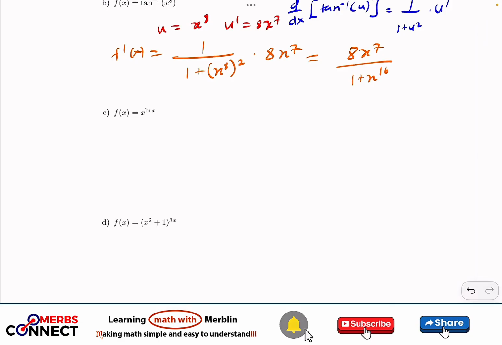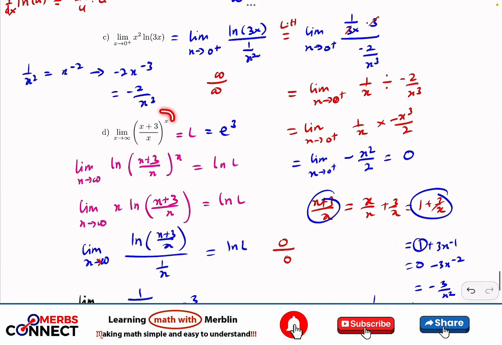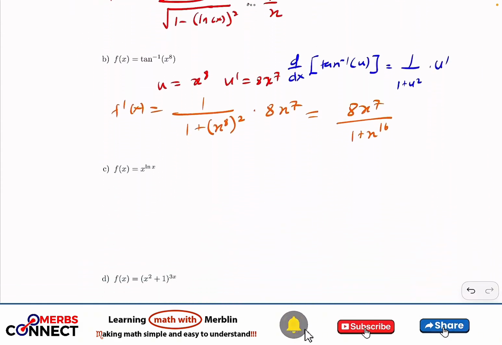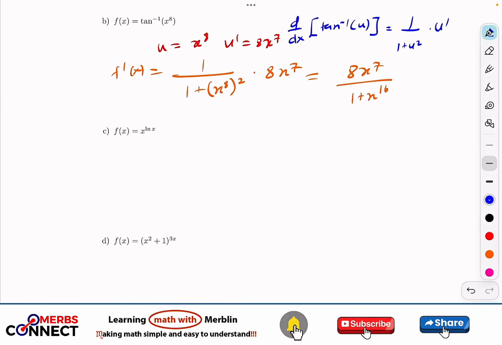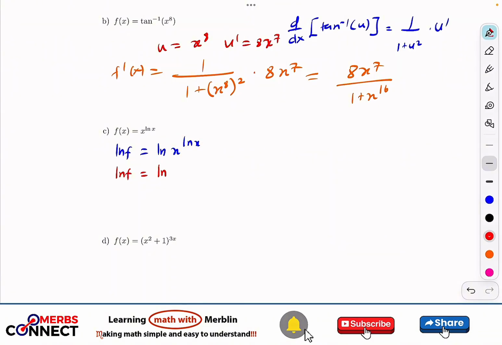And let's look at this one here. Now, for us to differentiate this one, it's like the L'Hopital's rule here, right? We have a function to the power x, so we need to take the ln on both sides. So here we are going to pick ln of f, which is equal to ln of x to the power ln of x. So what can we do here? We can have ln of f, which is equal to, because of ln, this can drop down, natural log of x times natural log of x.